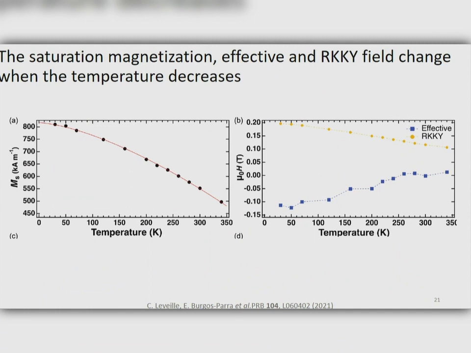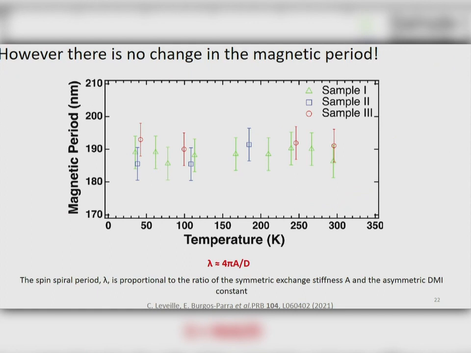Now, we wanted to see how robust this spin spiral was in terms of temperature, and we did temperature measurements. We measured the saturation magnetization of the sample, the RKKY field, and the effective field, and we can see that all of them change with temperature. But surprisingly, what doesn't change with temperature is the magnetic period. We measure that, from what I showed you before, from the position of the peaks. If they move away or move toward the center, the period changes. This doesn't change. What this is telling us is that even though the magnetic properties of the sample are changing, what is not changing is the ratio between the symmetric exchange stiffness A and the asymmetric DMI constant.